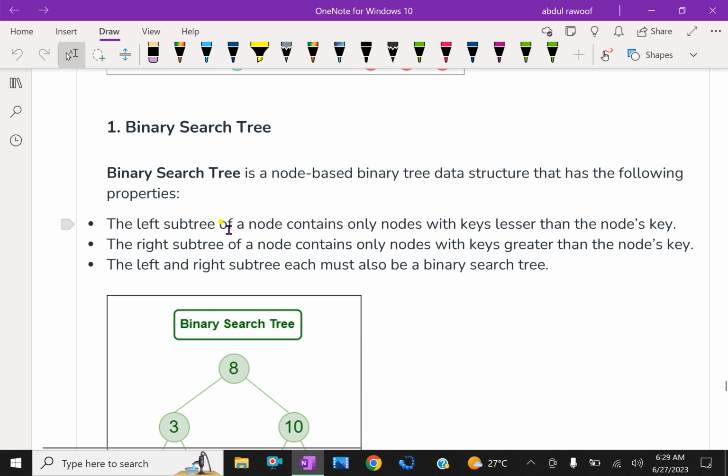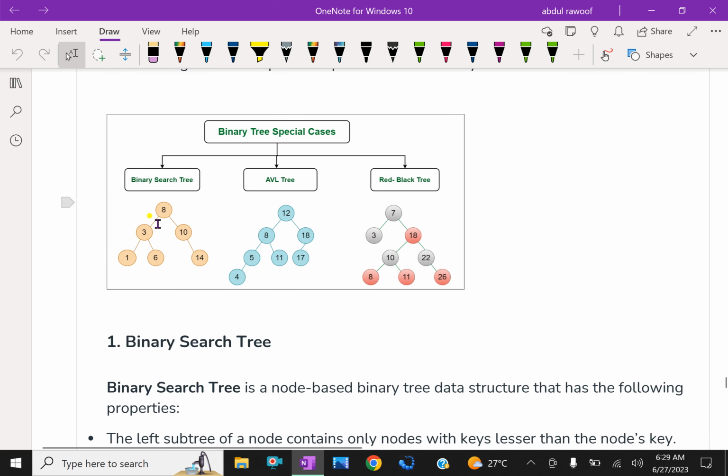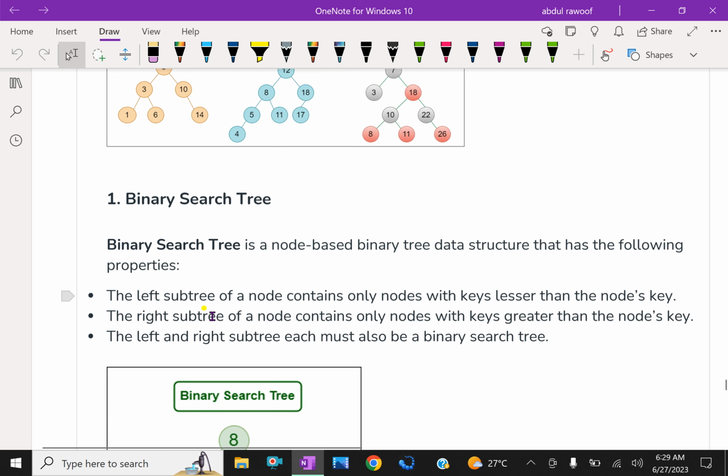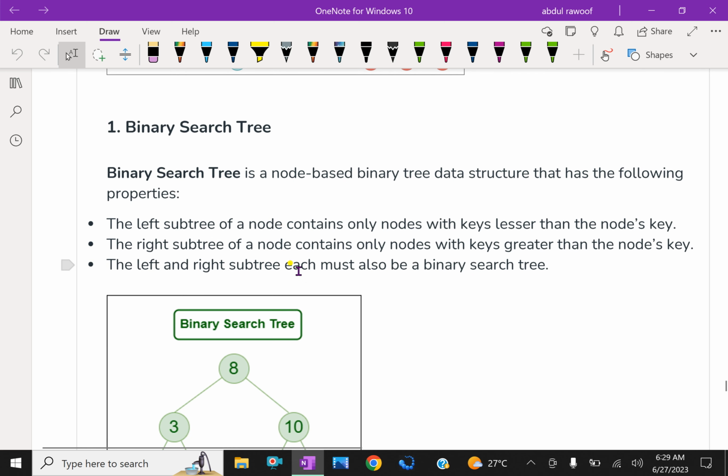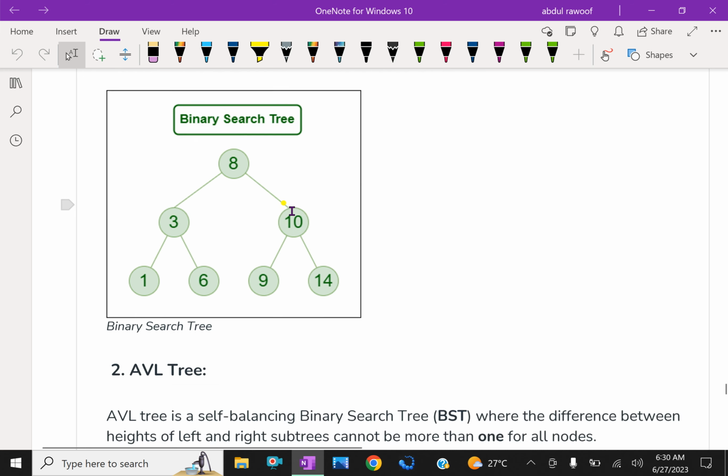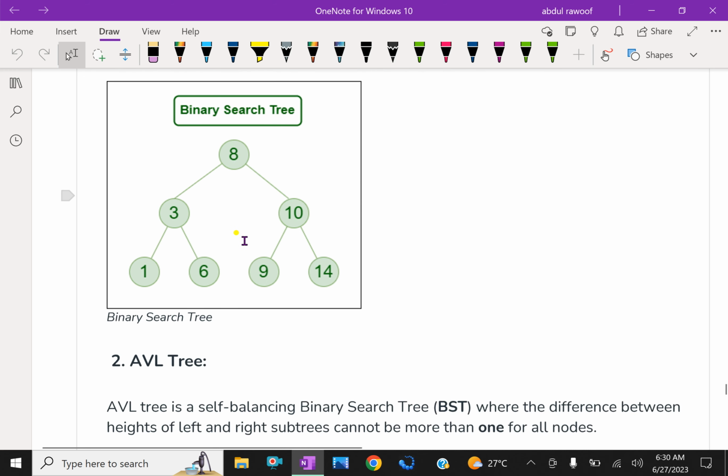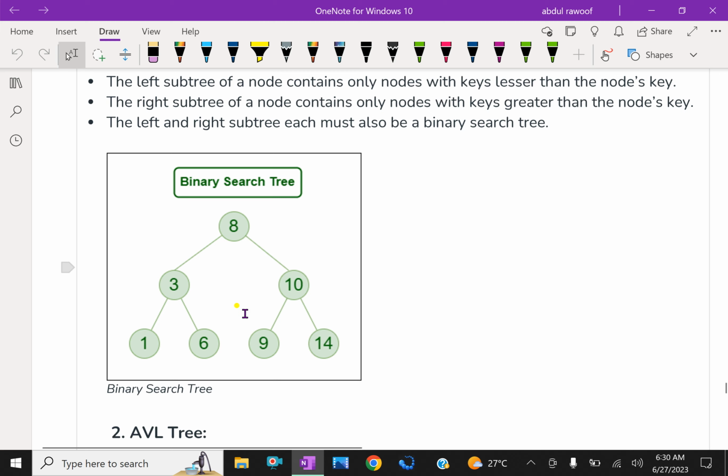Binary search tree. A binary search tree is a node based binary tree data structure that has the following properties. The left subtree of a node contains only nodes with keys lesser than the node's key. Here two, here one node, two leaves here, one leaf here. The left and right subtree each must also be a binary search tree. Look here, this is a binary search tree figure.